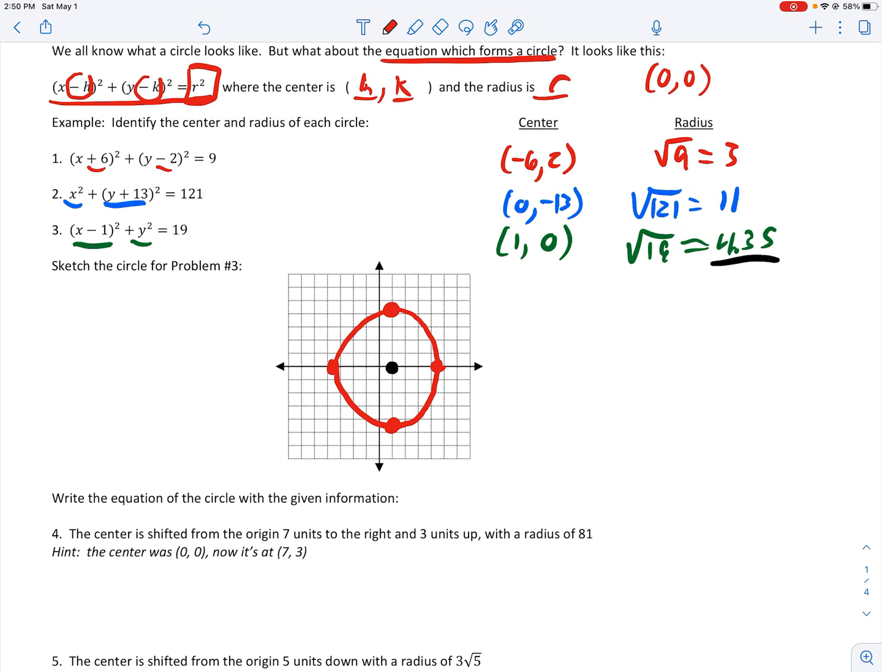Now do your best to curve as much as you can. Again, mine kind of looks like an oval. Just try your best to make it as circular as you can. It's not going to be perfect. That's not what we're focused on in the unit.